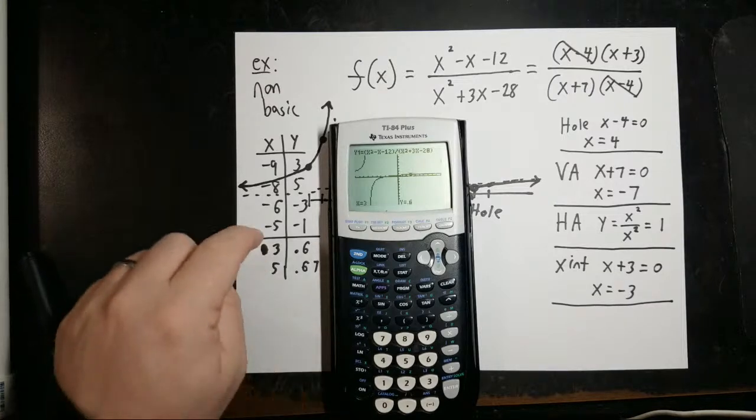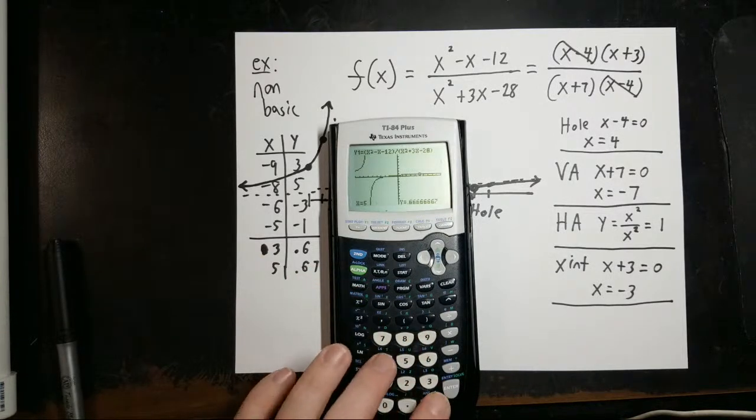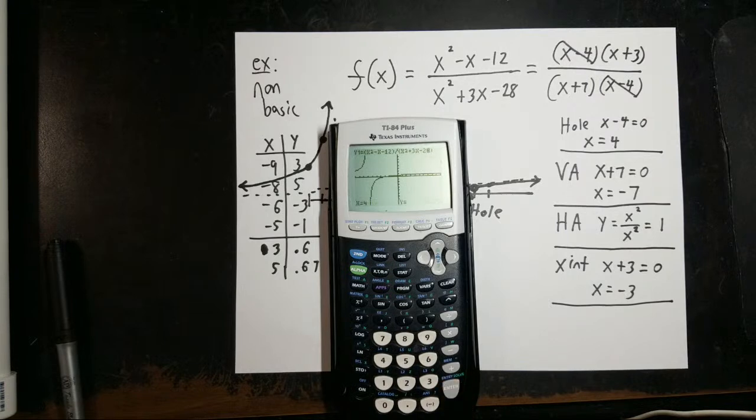But now look at this. At 3, I have the value of 0.6. At 5, I have the value of 0.67. Look what happens when I type in a 4. When I type in the 4, nothing happens for the y value. That's where the hole is.